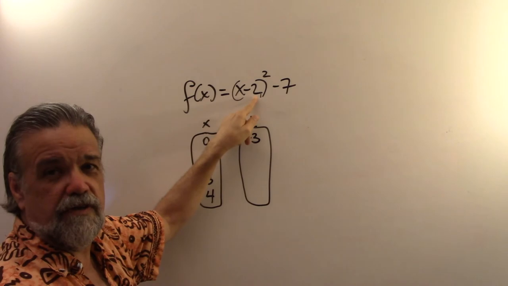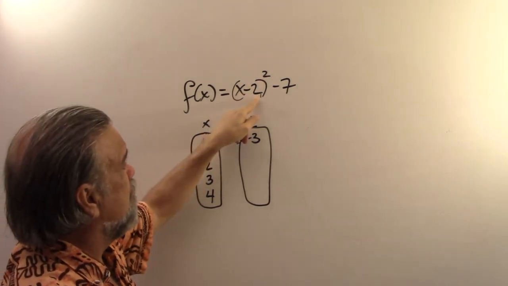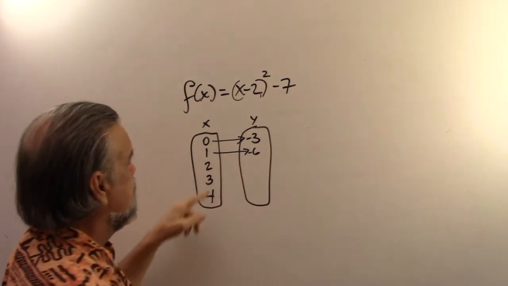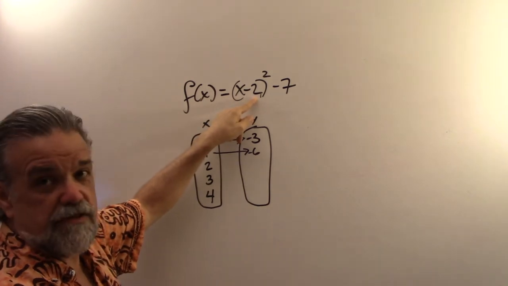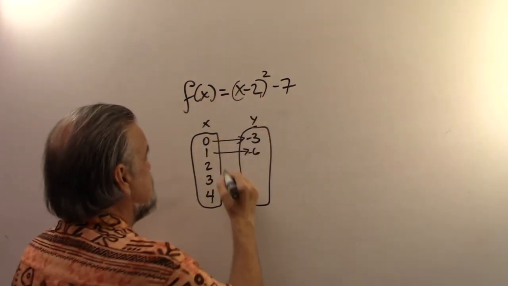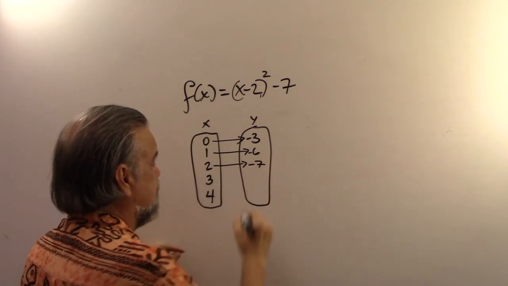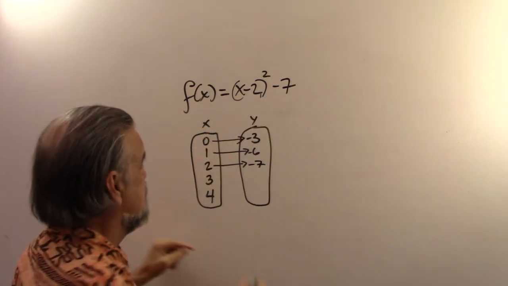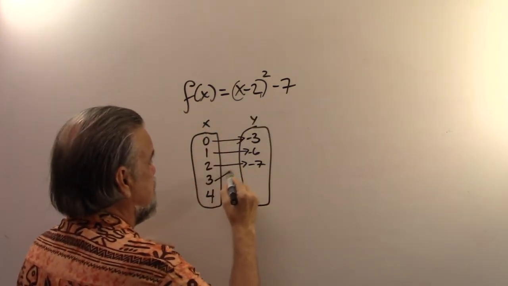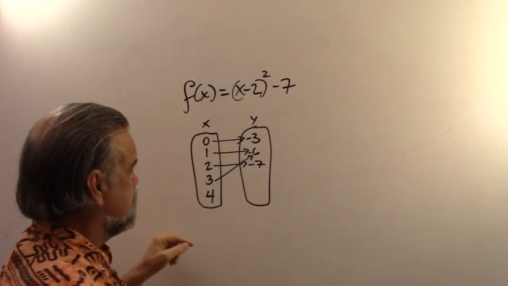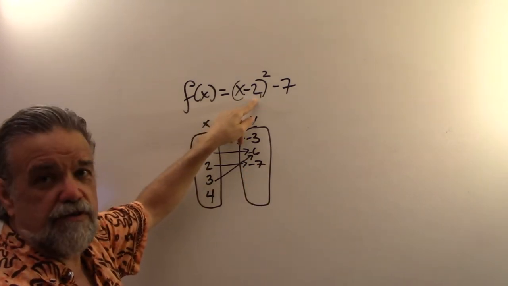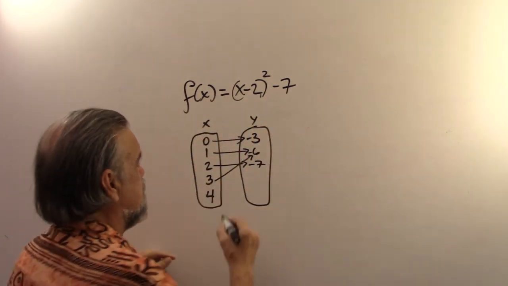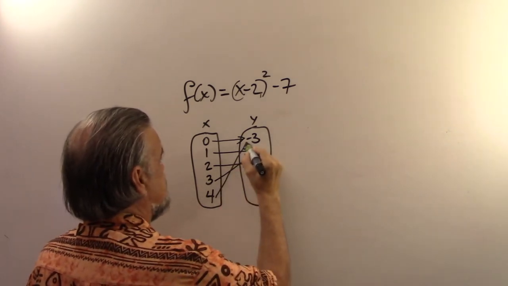1 minus 2 is negative 1. Squared is 1, minus 7 is negative 6. 2 minus 2, well, that's just 0. Squared is still 0, minus 7 is negative 7. 3 minus 2 is 1. Squared is still 1. Minus 7 is negative 6, which I've already got up here. 4 minus 2 is 2. Squared is 4. Minus 7 is negative 3. So 4 actually maps up to this negative 3.